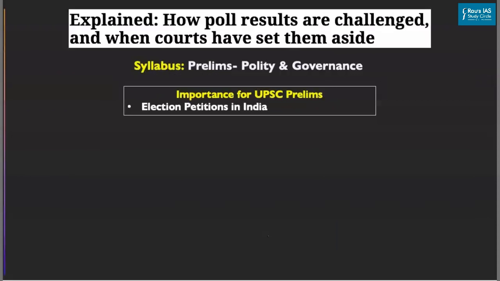The next article is related to the filing of election petitions in India. This article is important mainly with respect to prelims under the subsection of polity and governance. As part of this particular article, we will be discussing various facets related to the election petitions in India.